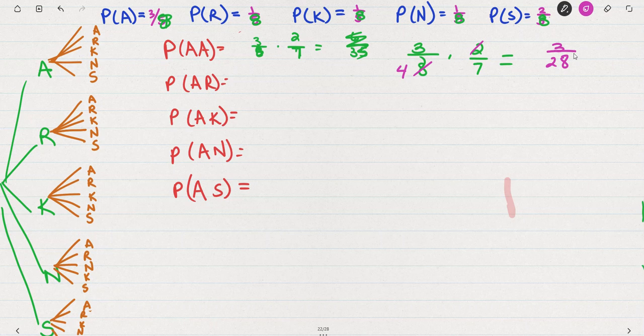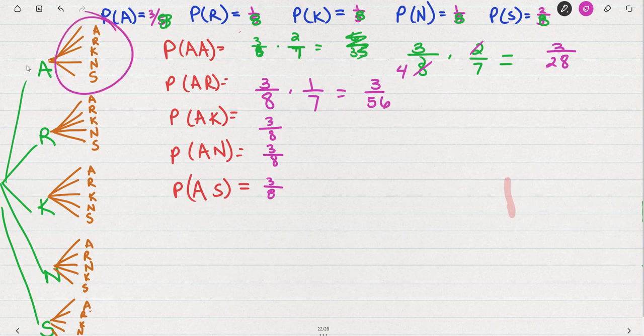The probability of an A for the first one was 3 over 8. And then once we have an A, there's still 1 R left out of 7. So 3 over 56. And so on. A and then K. The first draw is easy. It's 3 over 8 for all of this first group, right? Because we started with the A, so that was a 3 over 8.